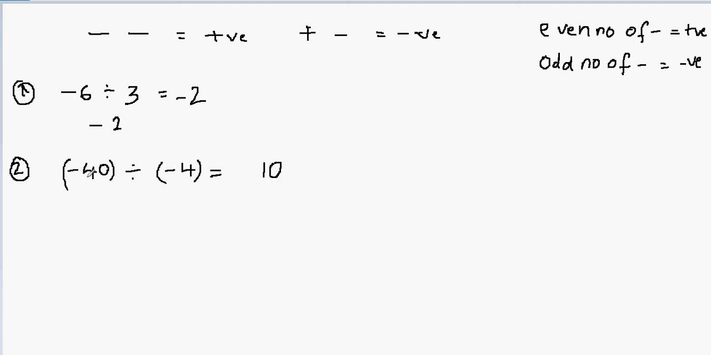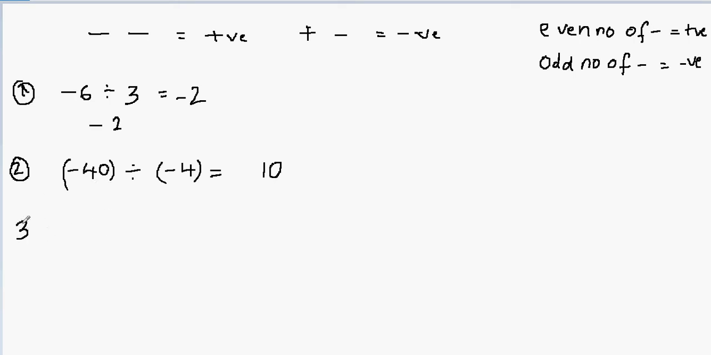Now I have to look at the sign. You see that both my numbers have the same sign. I have like signs. So whenever I have like signs, my answer is going to be positive. So I know that my answer will stay positive. I can just leave it as 10, since I don't have to write the positive sign in front of my answer. It is considered positive if it doesn't have any sign in front of it.